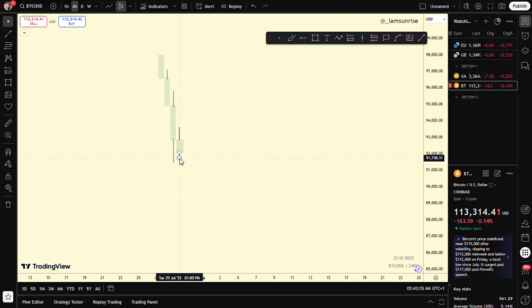Let's say we have something like this, and then the next candle took out the high, and then the next candle took out the high.